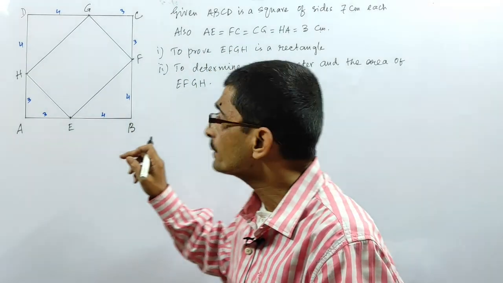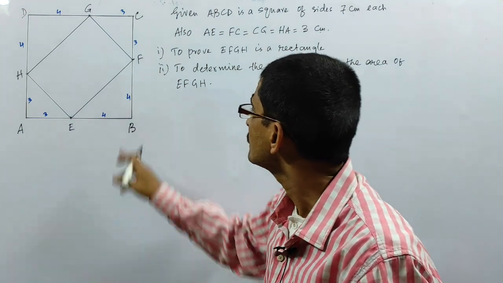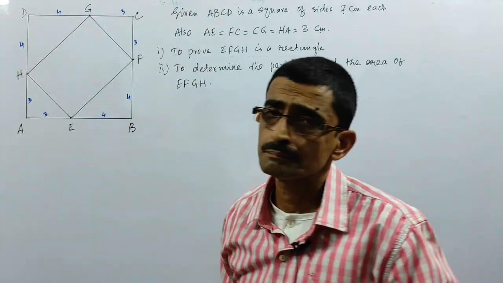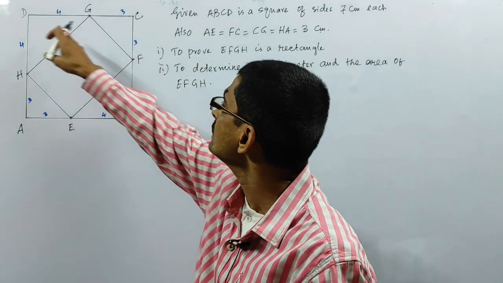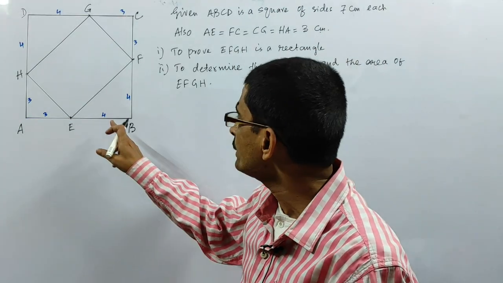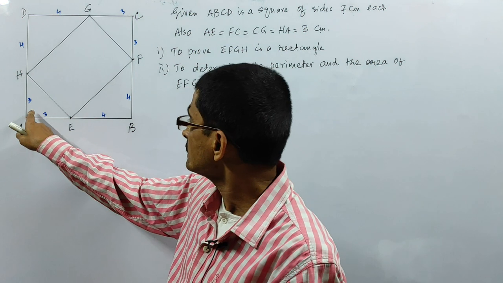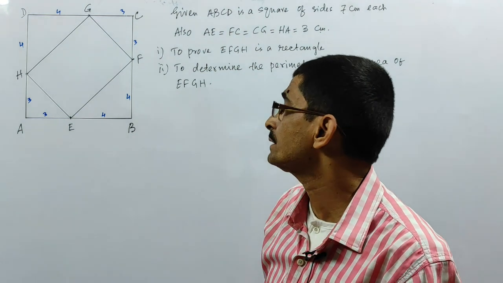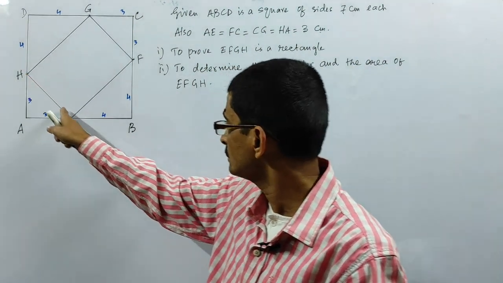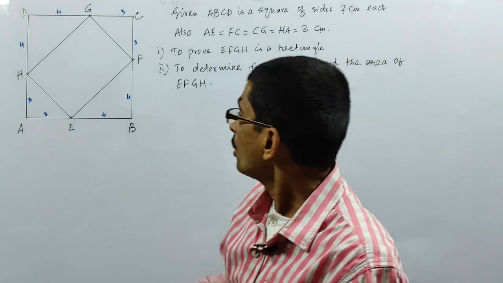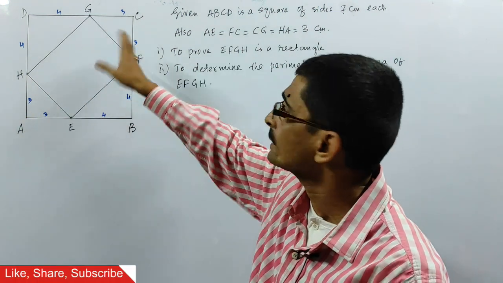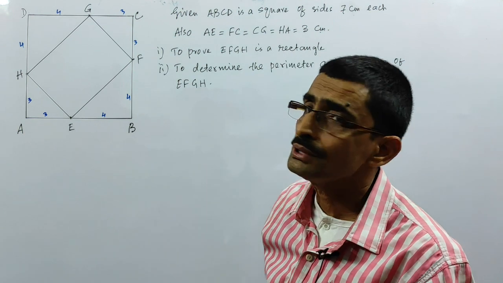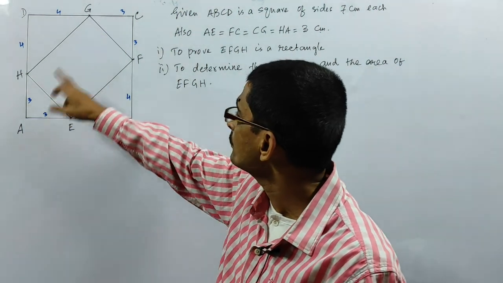There are 4 triangles you can see: AEH, EBF, GCF and DGH. Each of these triangles is a right angle triangle, of which 2 sides are given. Since this angle is right angle, this side is the hypotenuse. If we apply Pythagoras theorem, we can find out the length of this side. Also these 2 triangles are identical. If you find out the length of EH, that will be equal to the length of GF. So these 2 sides will be equal. Let us try to find out.